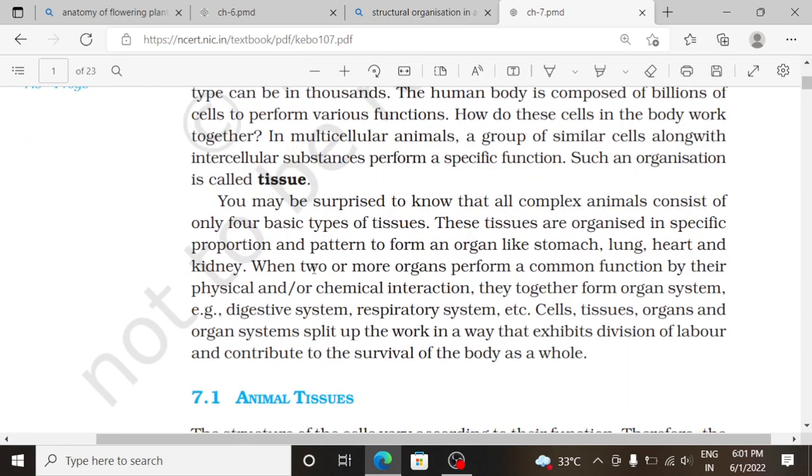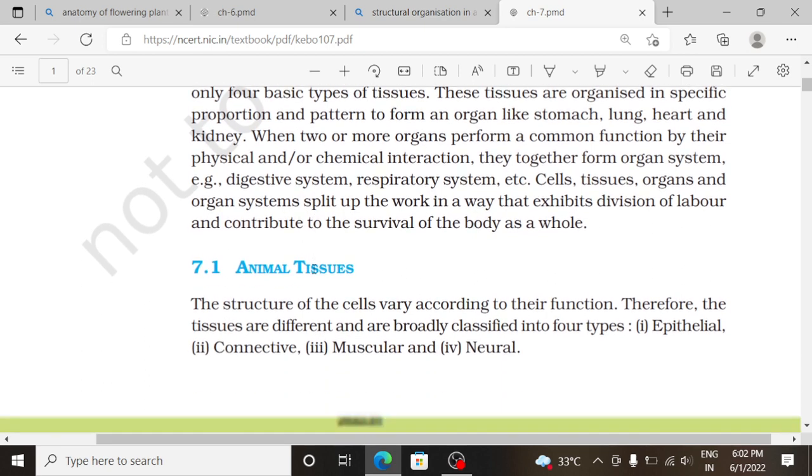You may be surprised to know that all complex animals consist of only 4 basic types of tissues. These tissues are organized in specific proportion and pattern to form an organ like stomach, lung, heart, and kidney. When 2 or more organs perform a common function by their physical or chemical interaction, they together form an organ system. Example: digestive system, respiratory system, etc. Cells, tissues, organs, and organ systems split up the work in a way that exhibits division of labor and contributes to the survival of the body as a whole.